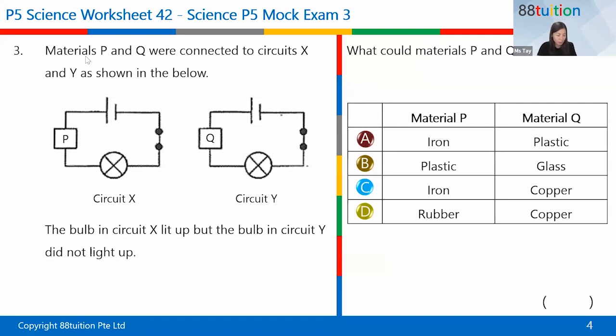Question 3, we have P and Q, these materials connected to circuits X and Y as shown in the diagram below. So the bulb in circuit X lit up, but the bulb in circuit Y did not light up. Okay, so this one can light up, right? But this one does not. This one on the right side in circuit Y does not. So what could materials P and Q be?